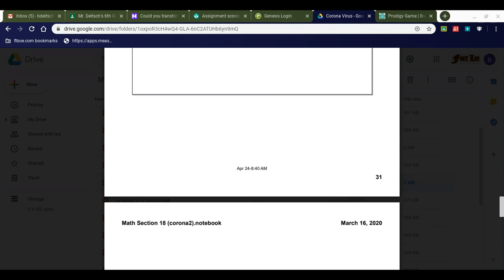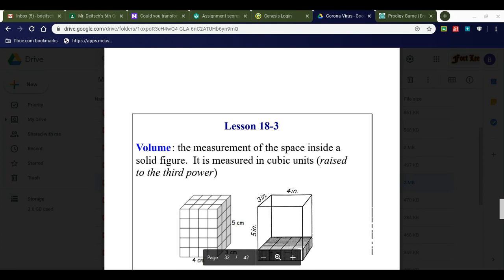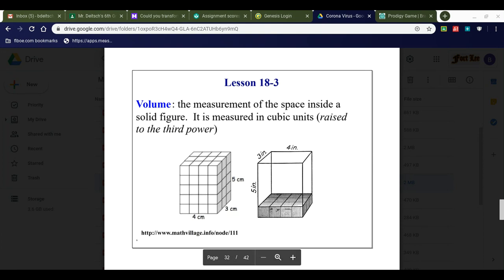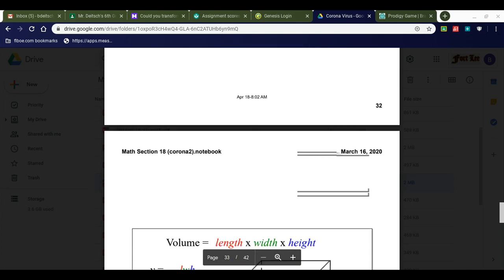So if you scroll down, this is going to be the notes for today's lesson. The volume is a measurement of space inside a solid figure. It is measured in cubic units. The way that we say it is cubic units, but it's always going to be raised to the third power. Okay, so again, here's that example that I showed you before. This right here is just the link to where I got this visual from. All right, so I'm going to be showing an example below.